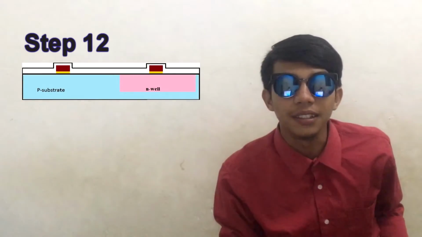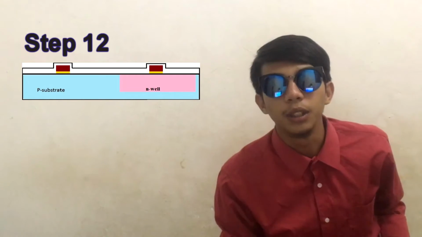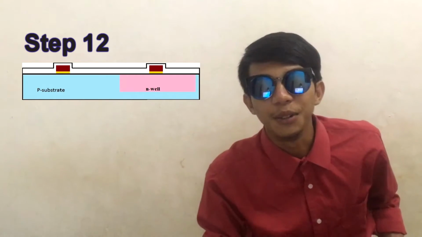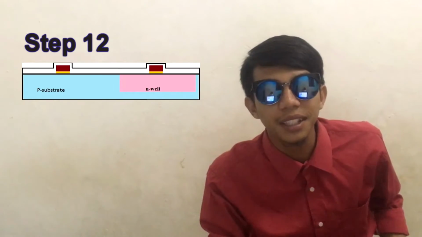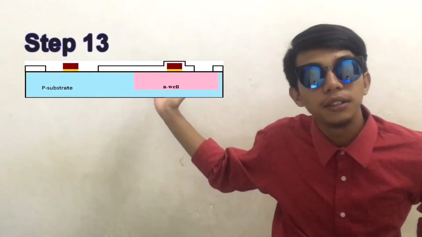Okay, for step 12, oxidation process. Next, an oxidation process is performed on this layer with two small regions for the formation of the gate terminals of NMOS and PMOS.